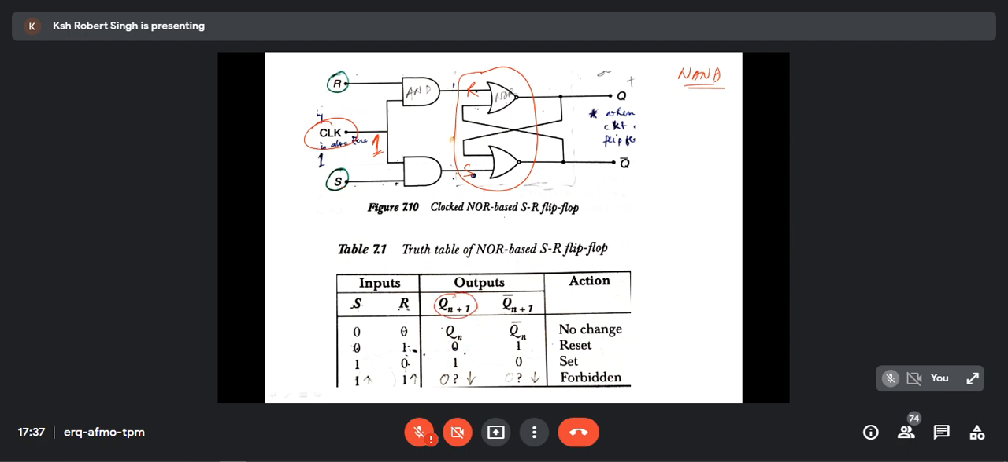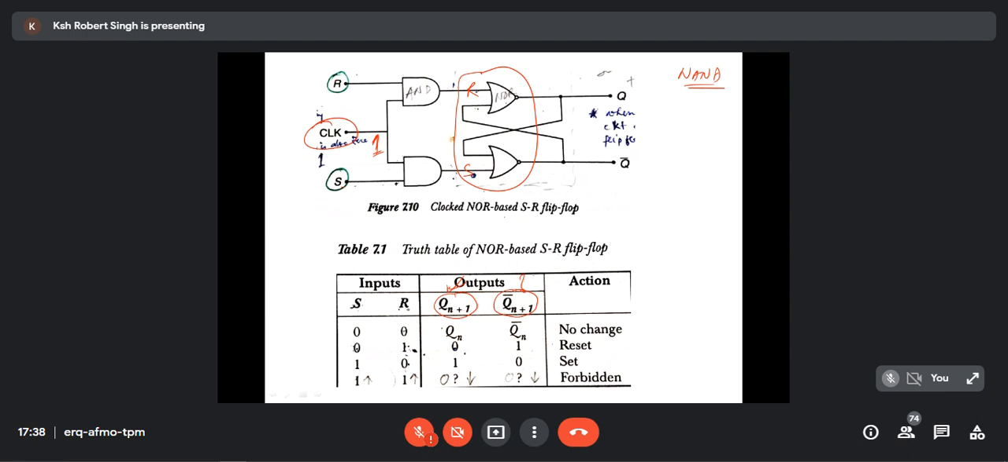Qn plus 1, they are saying. Then another one is Q bar n plus 1. I don't need to focus much on Q bar n plus 1 because Qn plus 1 is enough. If I know this, the other should be the opposite of that very well. So I will focus only on this. So what is Qn plus 1 telling?